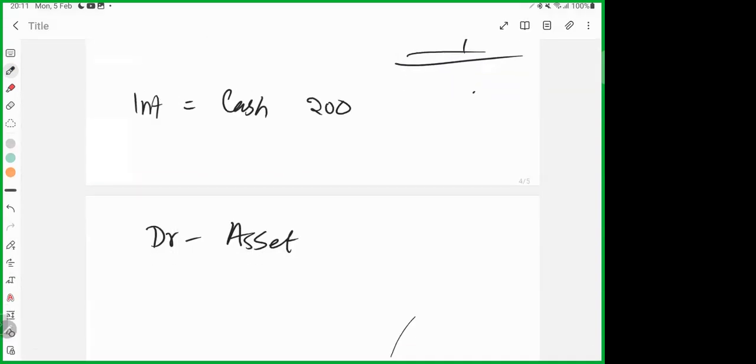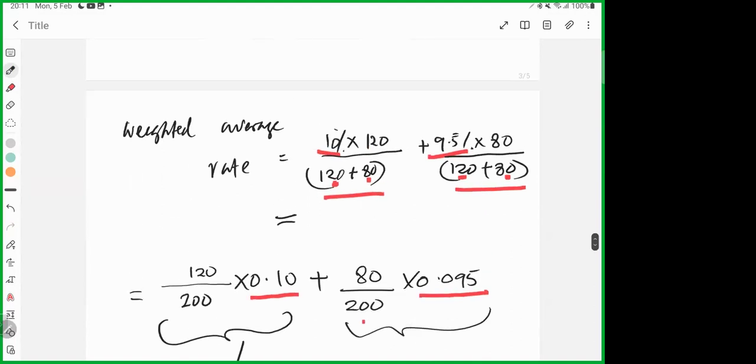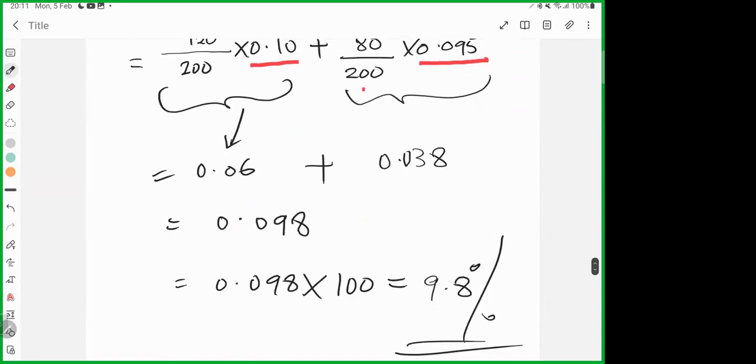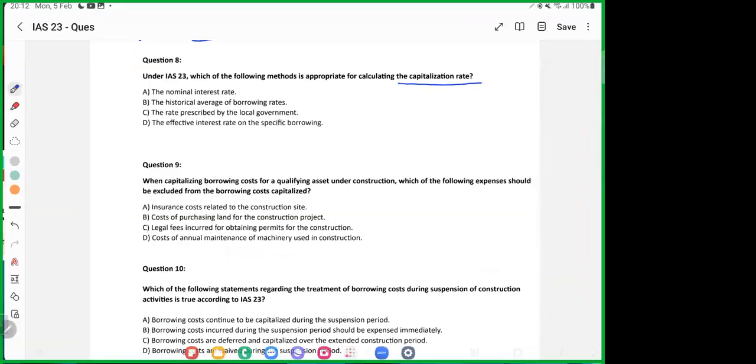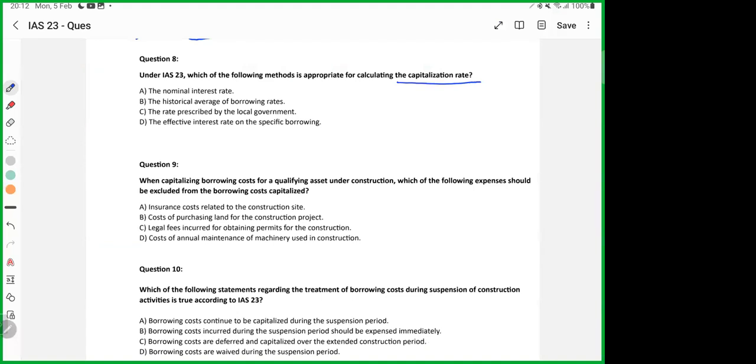Now you remember I did this example. Now this calculation, this final answer, 900, I could name it the effective interest rate. So you see how our questions are connecting with our discussion. So D. What is the answer? D. Sorry, the effective interest rate. A is wrong. B is also wrong, right? C, the rate prescribed by local government, is wrong. D, yes.